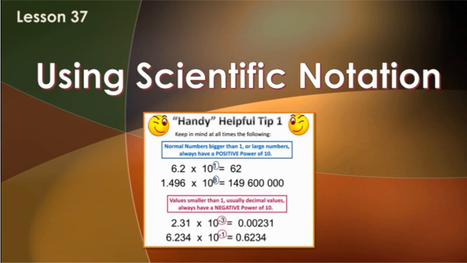And so normal numbers bigger than 1, or large numbers, always have a positive power of 10. We have to make sure we use a decimal number, and the decimal has to be between 1 and 9, like 6.2. And then we're going to be multiplying it by a power of 10. So if the number is bigger than 1, you're going to have a positive exponent. If it's less than 1, then you're going to have a negative exponent on your power of 10.